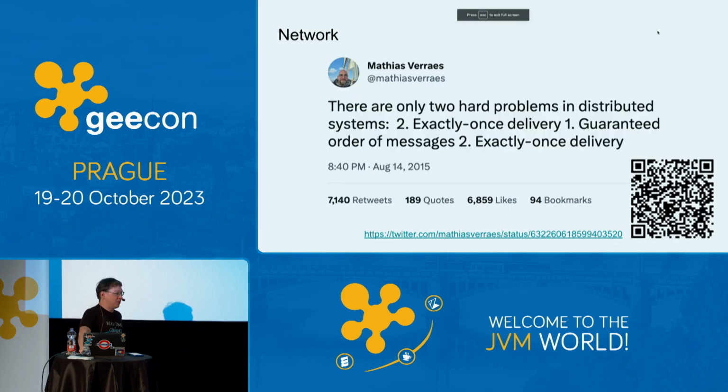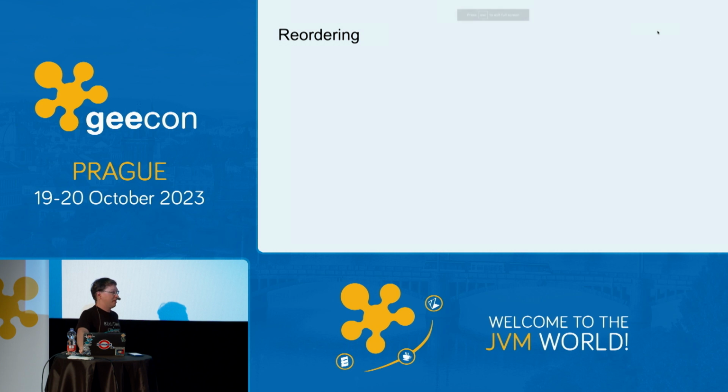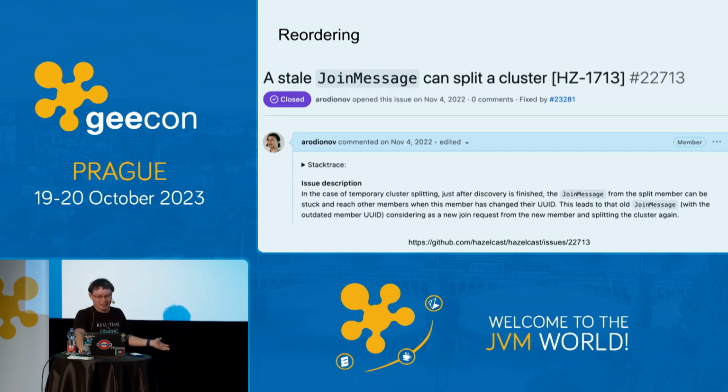And of course we have problems with message reordering. This problem with message reordering is very strange, because it could split our cluster into different parts, and the cluster would not be able to join back after this splitting.